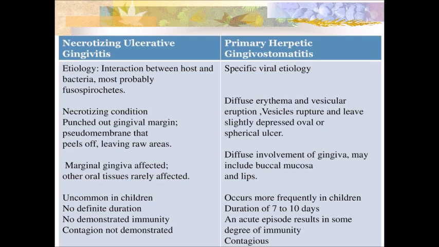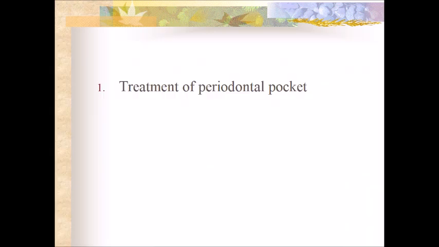But in primary herpetic gingivostomatitis, as I have already told you, it is of viral origin, with diffuse erythema and vesicular eruption. Vesicles rupture, leaving slightly depressed oval or spherical ulcers. Diffuse involvement of the gingiva may include the buccal mucosa and lip. It occurs more frequently in children. Duration is from 7 to 10 days. An acute episode results in some degree of immunity, and the disease is highly contagious.